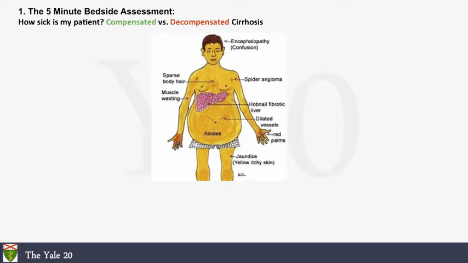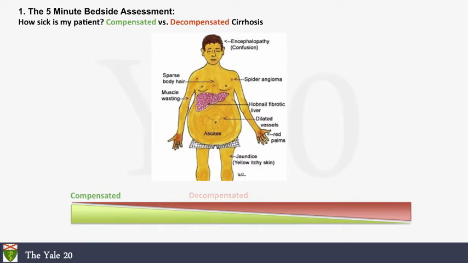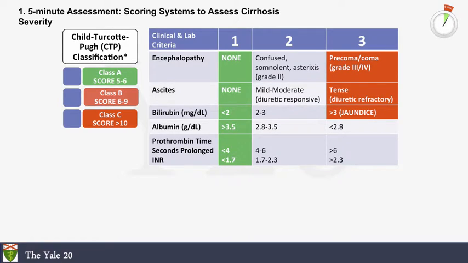In all of this, remember that you have the spectrum from compensated to decompensated to further decompensation. A helpful score that you can use is called the Child-Turcotte-Pugh classification. So this is a classification that can be used to triage patients quite easily. As you can see, Class B and Class C are red, which means that they're increasing level of severity. And it just correlates with the decompensations that we're going to talk about. So, for example, encephalopathy, if you're pre-comatose or comatose, then you're most likely going to be a Class C patient because these kind of go together.